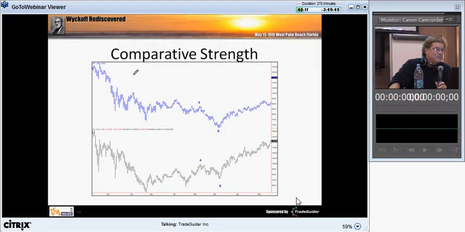Now, maybe Goldman Sachs isn't quite the leader that it was a year or so ago because of the fraud allegations, what was it that the SEC had charged them with. But you can see here, just like in the Qs, Goldman Sachs made a higher high, relative high, compared to the overall index, and made a higher low at B, okay?